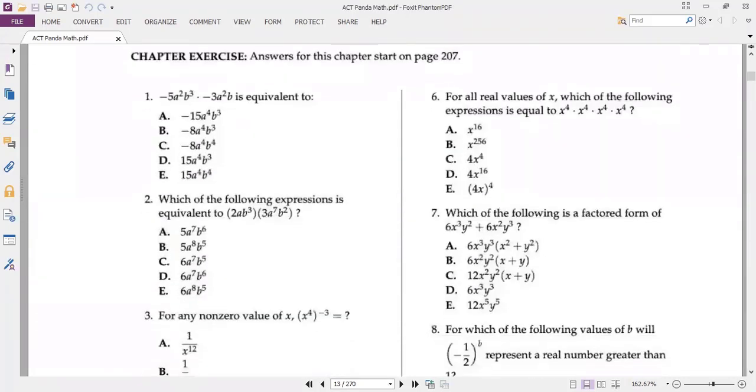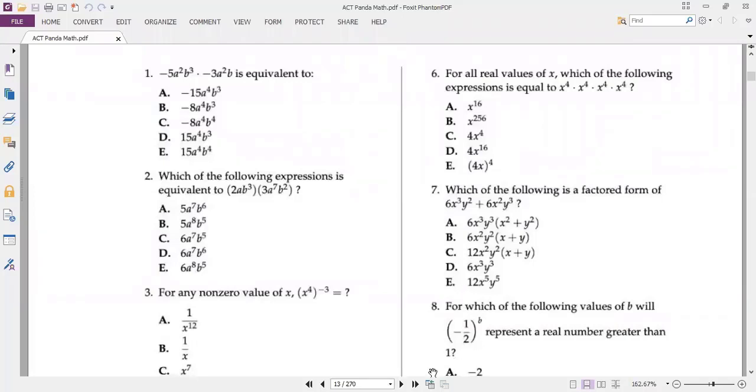Number 6: for all real values, very easy. When we multiply with common bases, one base is common here, so all bases are the same. Just add the powers, 4 repeated times. So 4 by 4 here.